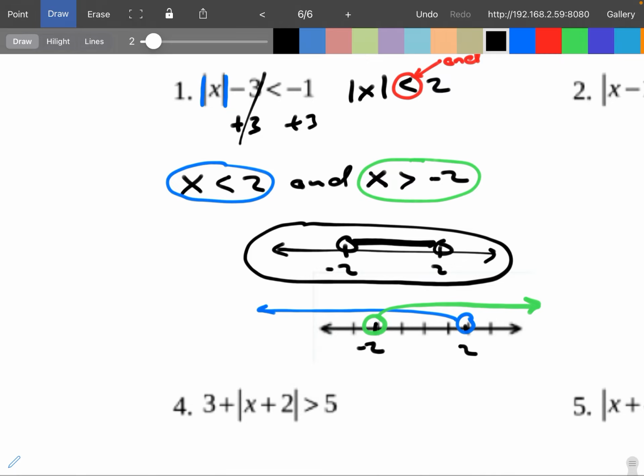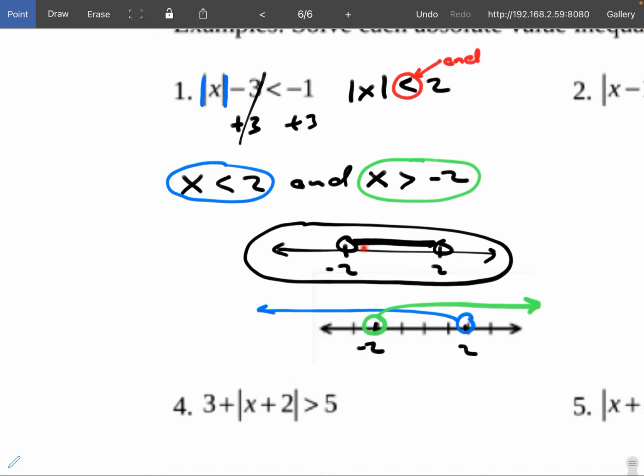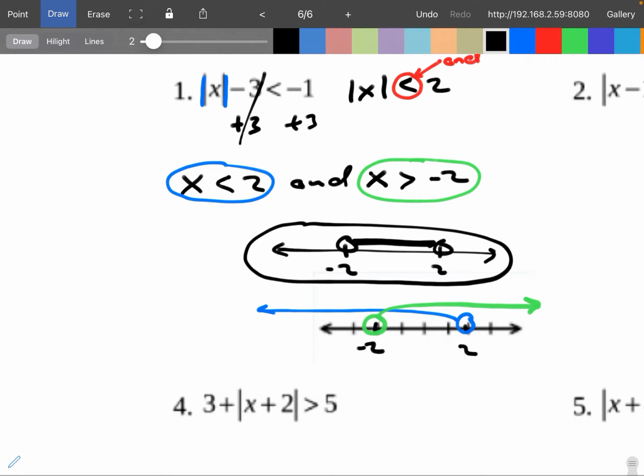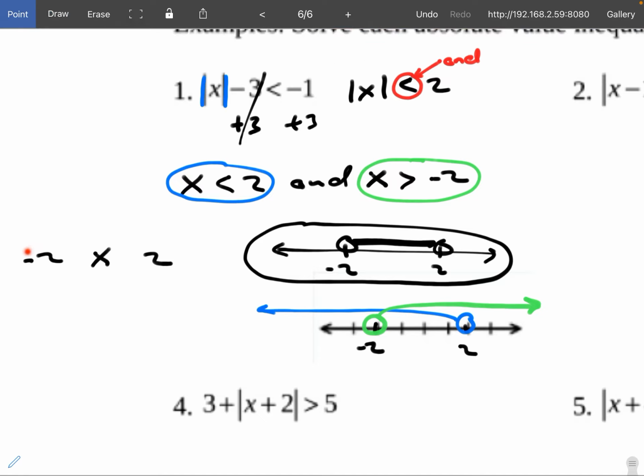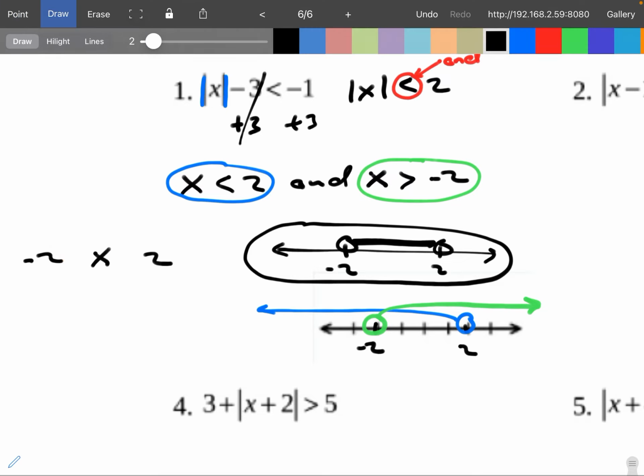So that's our final graph right there. And then how do we write that solution? Remember there was a way to write that all in one statement? -2 is less than X is less than... Yes, that's perfect. Rachel, that's good. So what we want to do again is we want all these X's in here. Those are the solutions we're looking for. So those are the X's that are in between -2 and 2. So we actually write X in between -2 and 2.